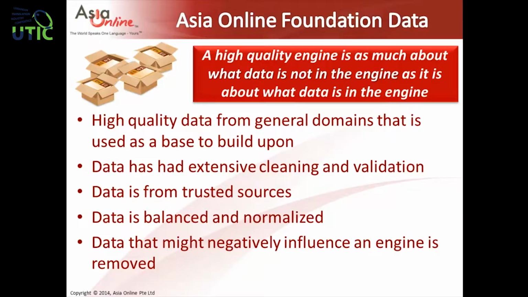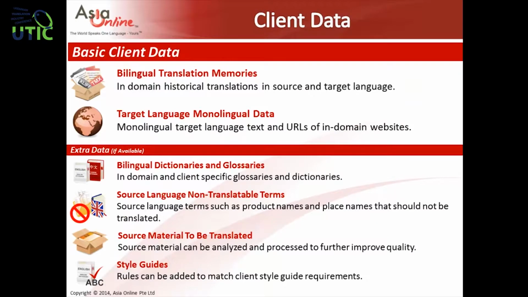So there are common sense principles. Make sure the data is clean and validated. It's from trusted sources, that it's balanced. For example, you might have a lot of data of an old product that was popular, but all the new translations are going to be about a new product where the terminology has changed. So you need to understand these kinds of things and make these adjustments.